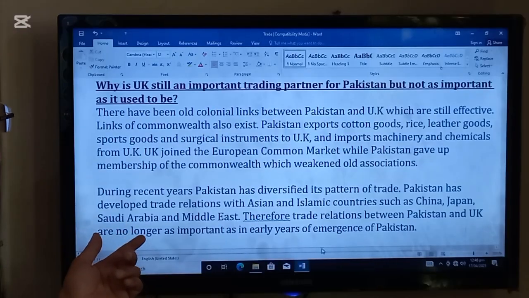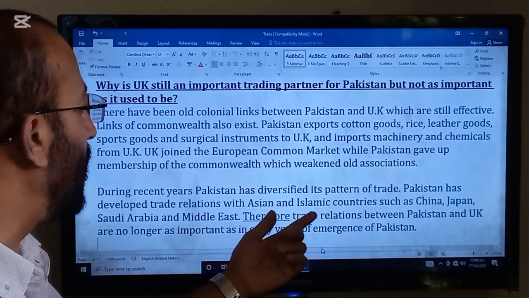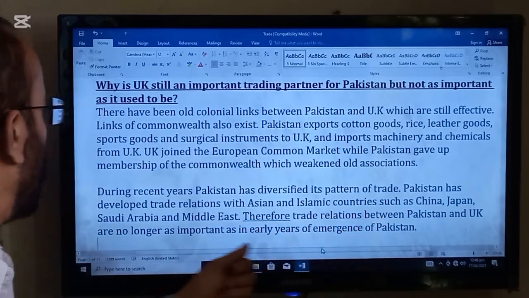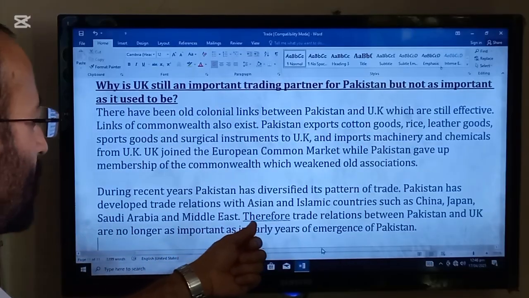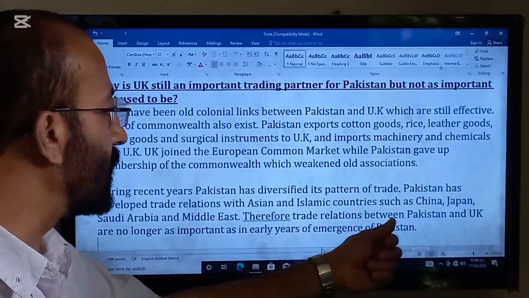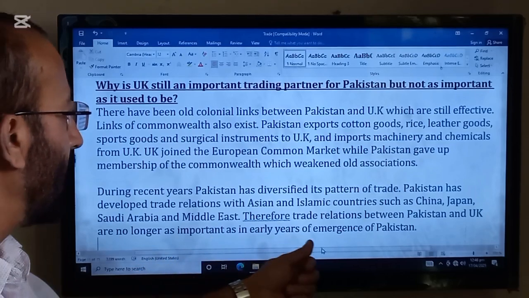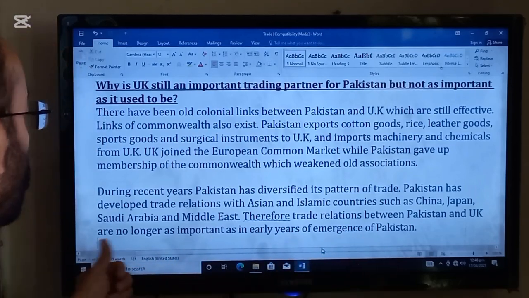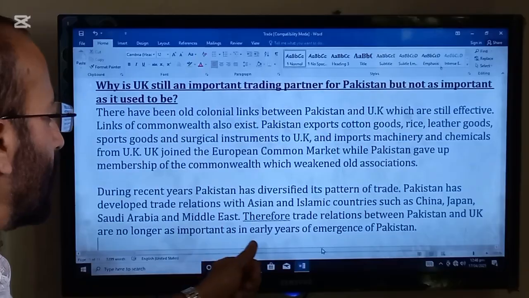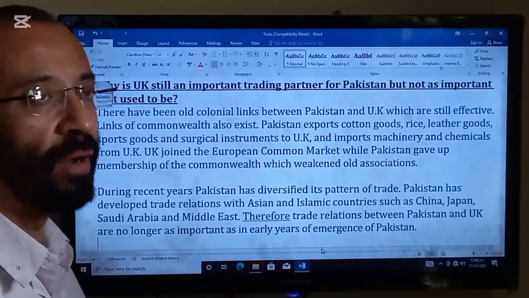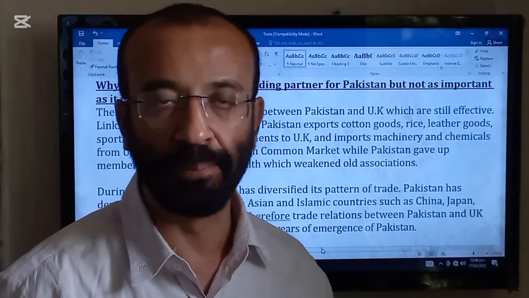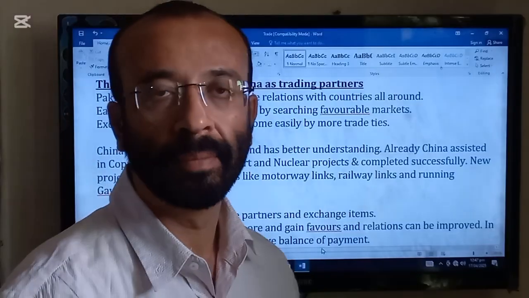During recent years, Pakistan has diversified its pattern of trade. Pakistan has developed trade relations with Asian and Islamic countries such as China, Japan, Saudi Arabia, and the Middle East. Therefore, trade relations between Pakistan and the UK are no longer as important as in the early years of the emergence of Pakistan. So these are the points.